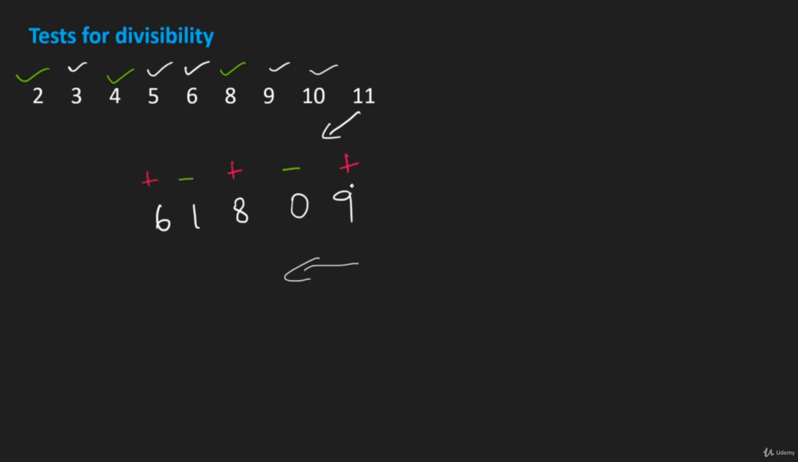Alright, so 9 has a positive sign, 0 has a negative sign, 8 has a positive sign, 1 has a negative sign, 6 has a positive sign. Now all you need to do is add this value applying the signs. So that's plus 6 minus 1 plus 8 minus 0 plus 9. When you do this, you can see 6 minus 1 is 5, 5 plus 8 is 13, and 13 plus 9 is 22.